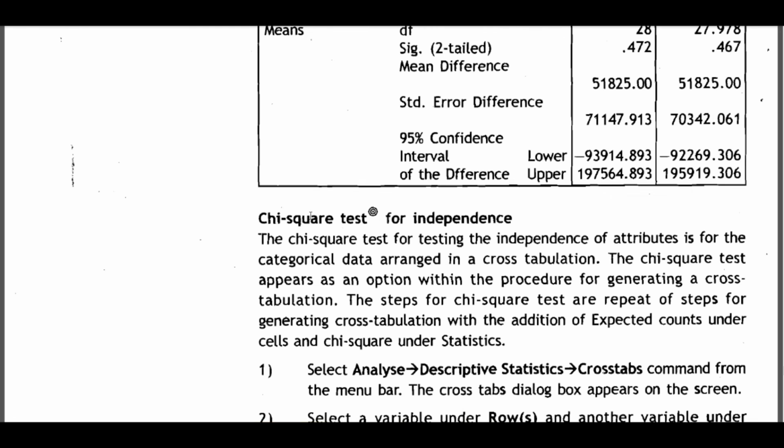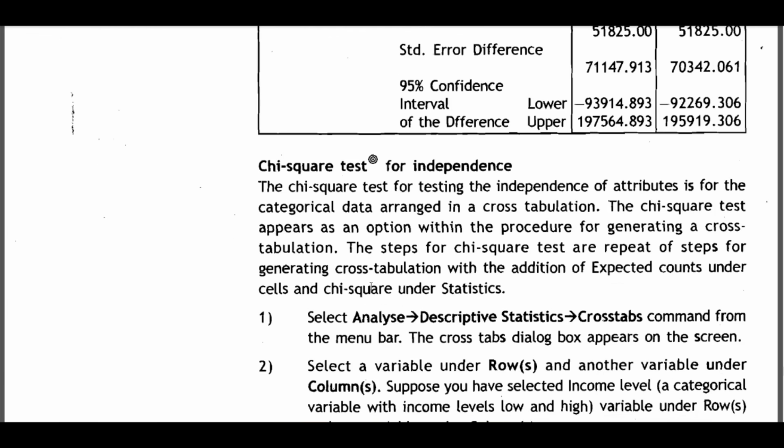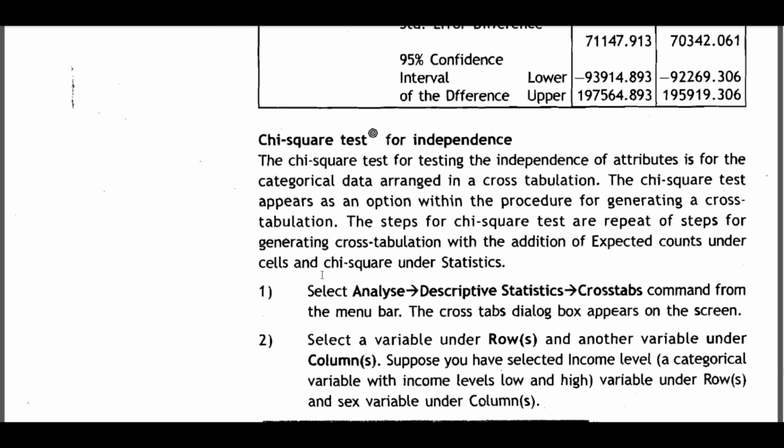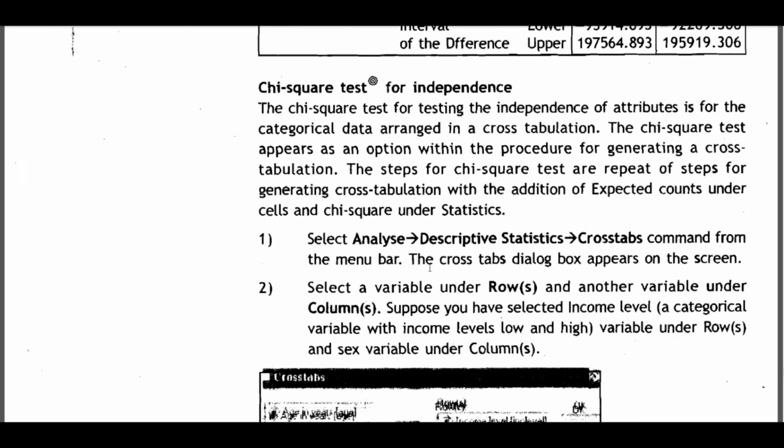So now we have the chi-square test for independence. The chi-square test for testing the independence of attributes is for categorical data arranged in a cross tabulation. The chi-square test appears as an option within the procedure of generating a cross tabulation. The steps for the chi-square test are a repeat of the steps for generating a cross tabulation, with the addition of expected counts under the cells and chi-square under statistics.